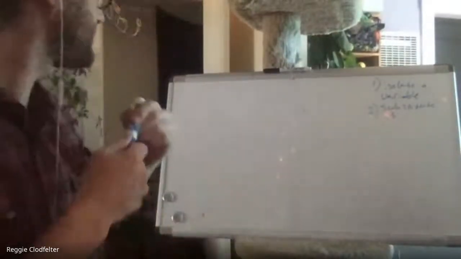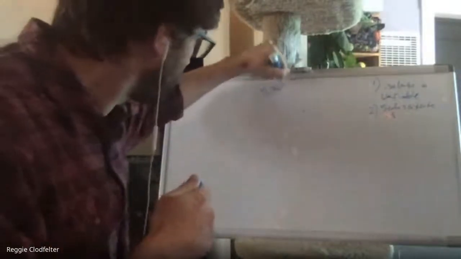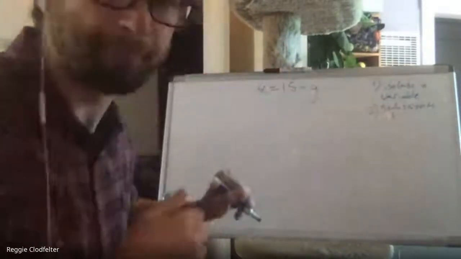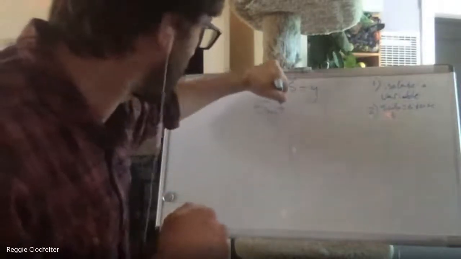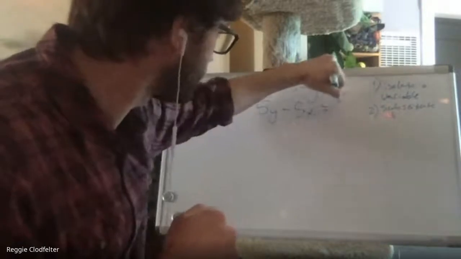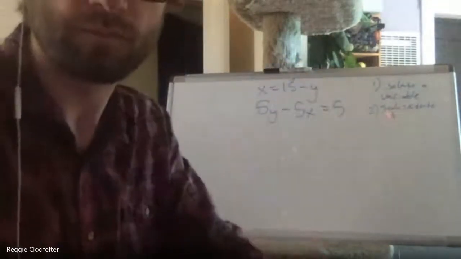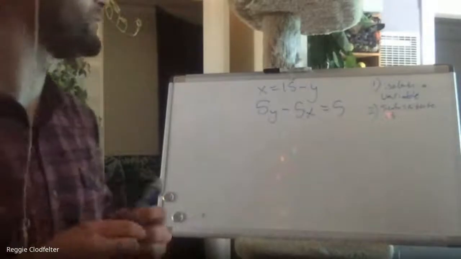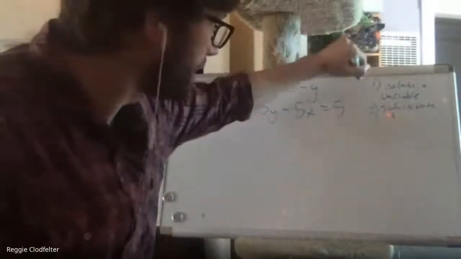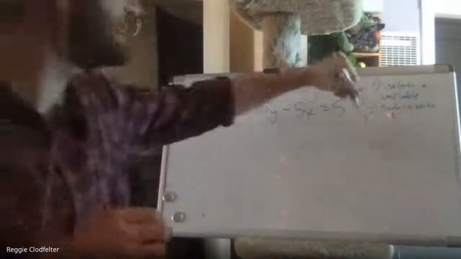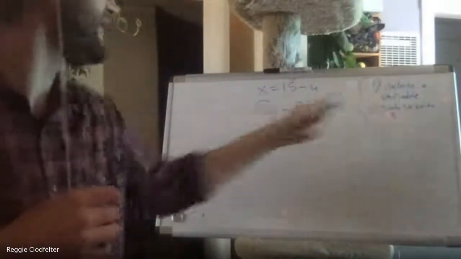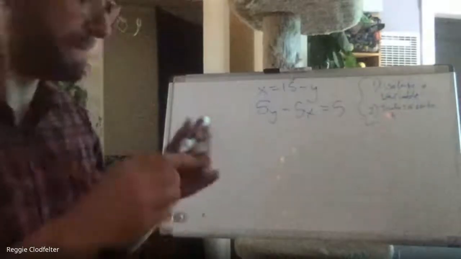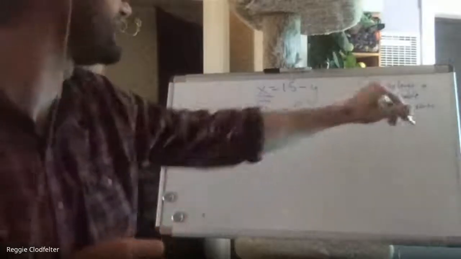So the second one is x equals 15 minus y, and 5y minus 5x equals 5. Okay, so my first step in solving with substitution is to isolate a variable. In this case, is a variable already isolated, Oliver? Yes, the x. Yes, the x, exactly. So I can skip that step.